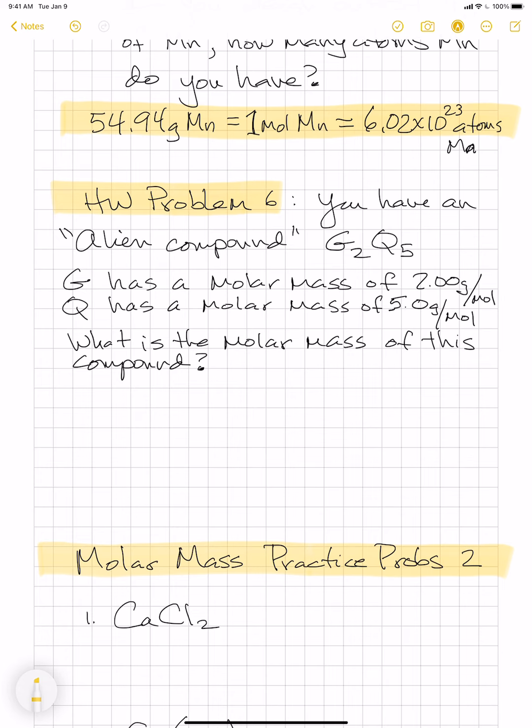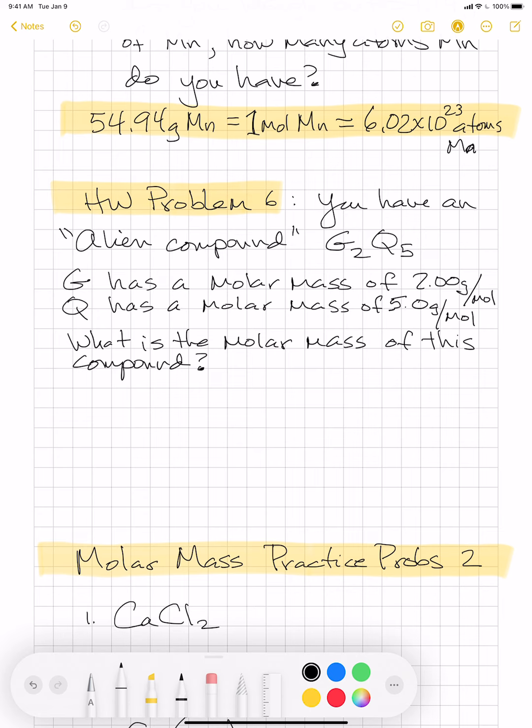Okay? All right, so let's look at the next one here. Homework problem number 6. This is the infamous alien compound problem that only a few of you got correct, okay? And you may be thinking back, and if you were able to calculate it out and you came to 29.0 grams per mole, congratulations, you're right on track. And there were, I would say, maybe a third of you who did that. You know what you're doing.